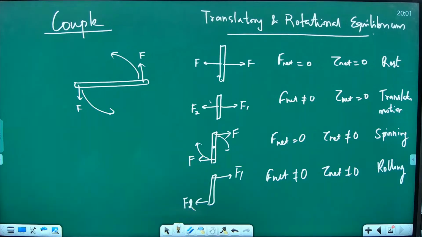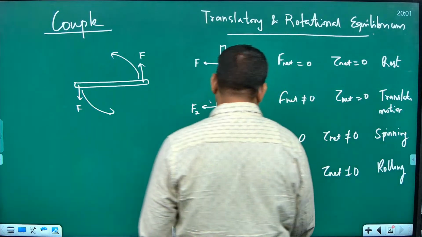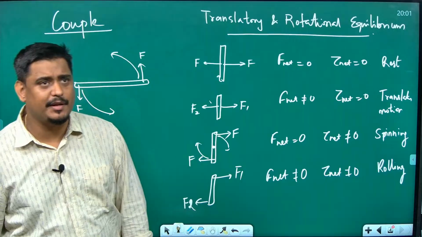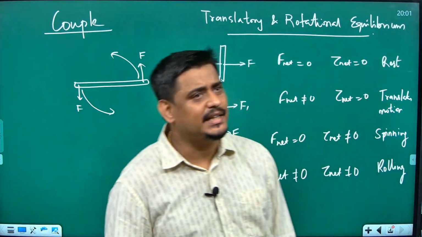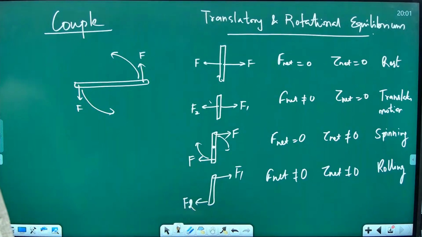In the spinning case, the object is in translational equilibrium. The body is spinning means it is in translatory equilibrium, but not in rotational equilibrium. And when the body is rolling, it is neither in translatory equilibrium nor in rotational equilibrium. Understood, Varshini? Okay, sir.